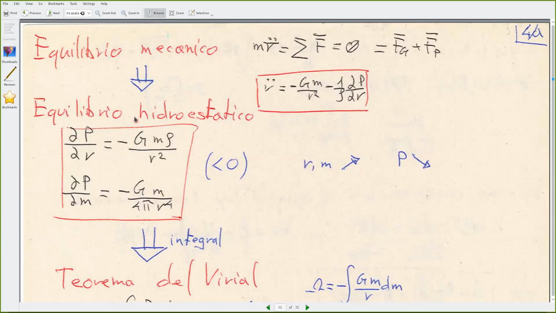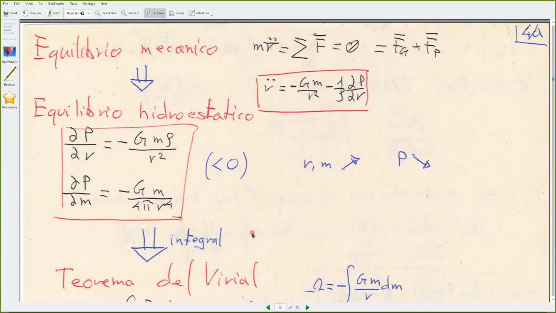From hydrostatic equilibrium, we get the two expressions in the Eulerian and the Lagrangian notation. Each term here is written as negative, and as the radius and the mass increase, the pressure decreases.